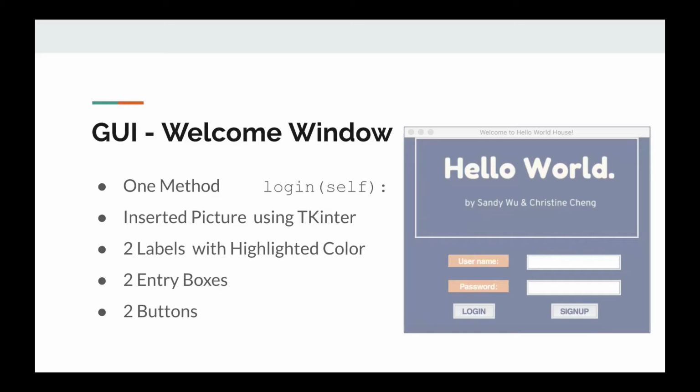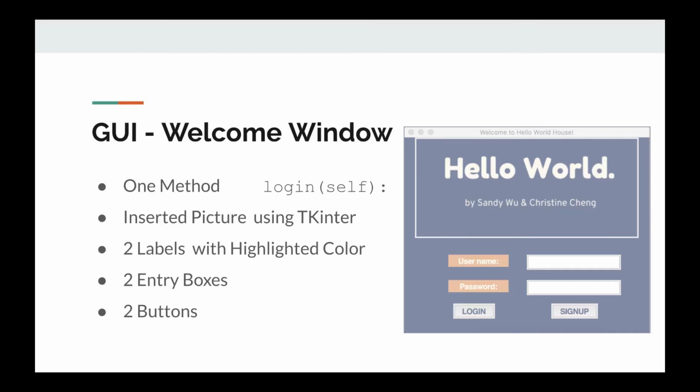Below, we have two labels, which show the text username and password, and on the right, we have two entry boxes where users can type in the text for the username and password accordingly. On the very bottom, we add two buttons called login and sign in.